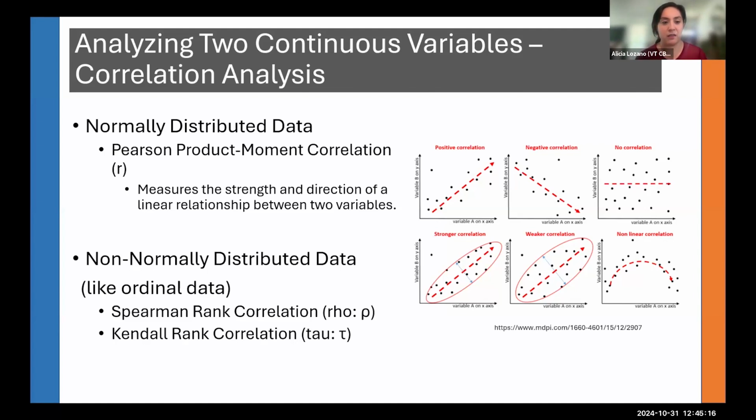Tanya, do you have any thoughts here? Well, ordinal data, in terms of Likert type scales, I think can be appropriate for correlation, Spearman rank correlations.